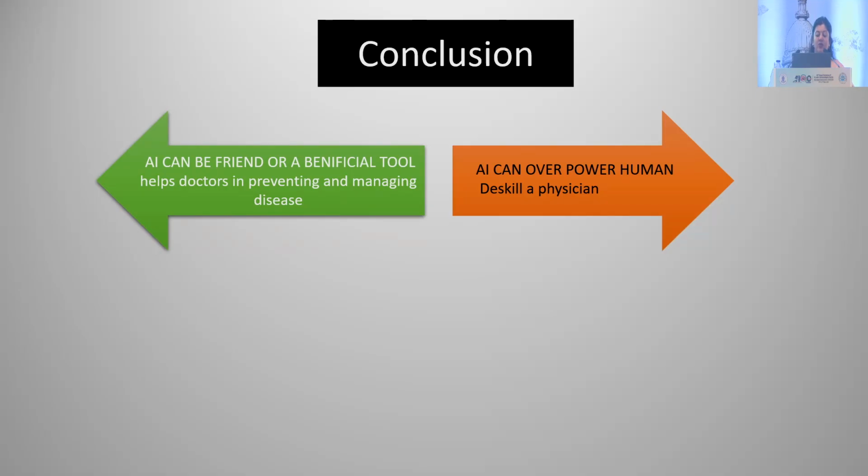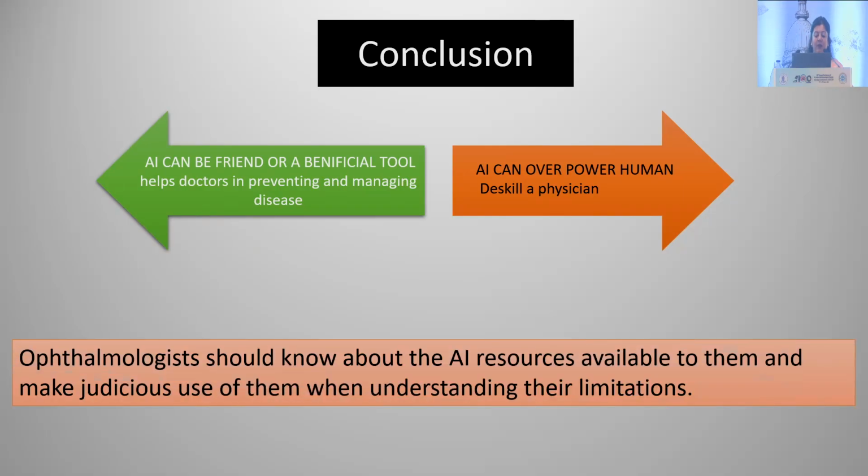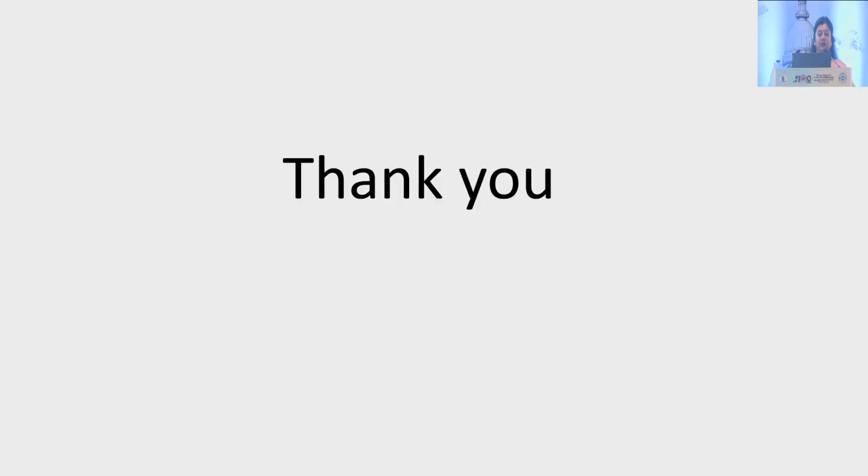So coming to the conclusion, AI can be a friend, a beneficial tool. It helps doctors in preventing and managing disease. Second, it has a bad side: AI can even overpower humans and de-skill a patient. So ophthalmologists should know about the AI resources available to them and make judicious use of them while understanding their limitations. Thank you.